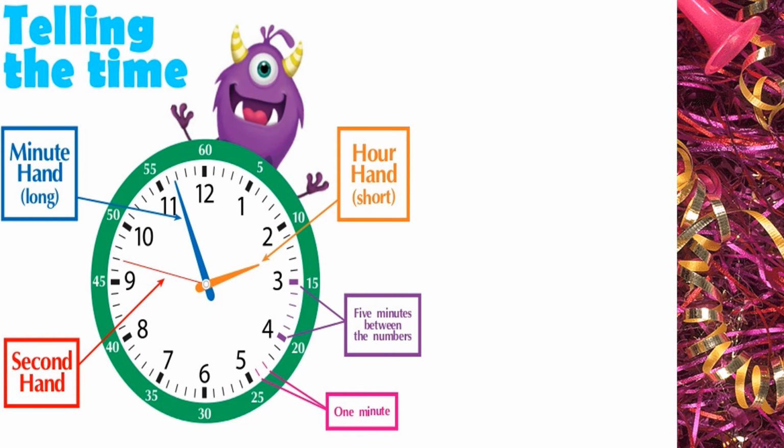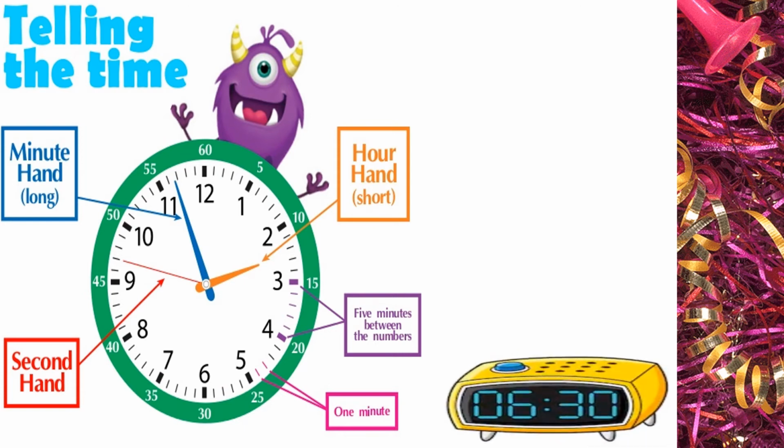If we want to express the time or write the time in digital form like this, we will look at the short hand. The short hand reads the exact number it is referring to. If the short hand is referring to 3, we will write here in hours 3, here on the left. If it's referring to 6, we will write here in hours 6.